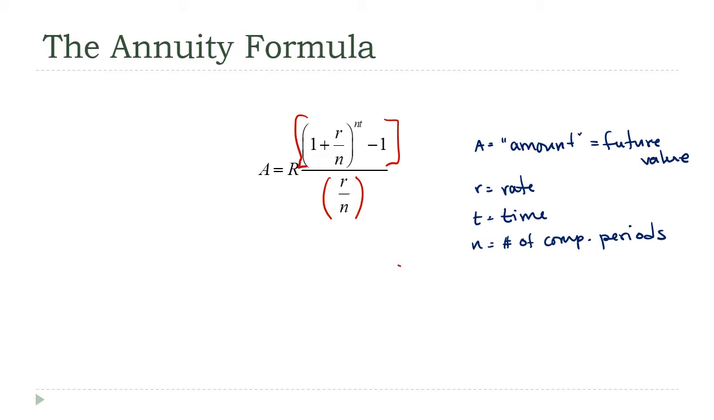The only real new thing in here is this R. Think of it as regular. This is the regular payment amount. That was the $100 in our previous example. Okay, so now we've got our annuity formula to work with. Just like we did with the compound interest situation, in the next lecture we're going to take a look at some specific examples and see how that formula can be used.